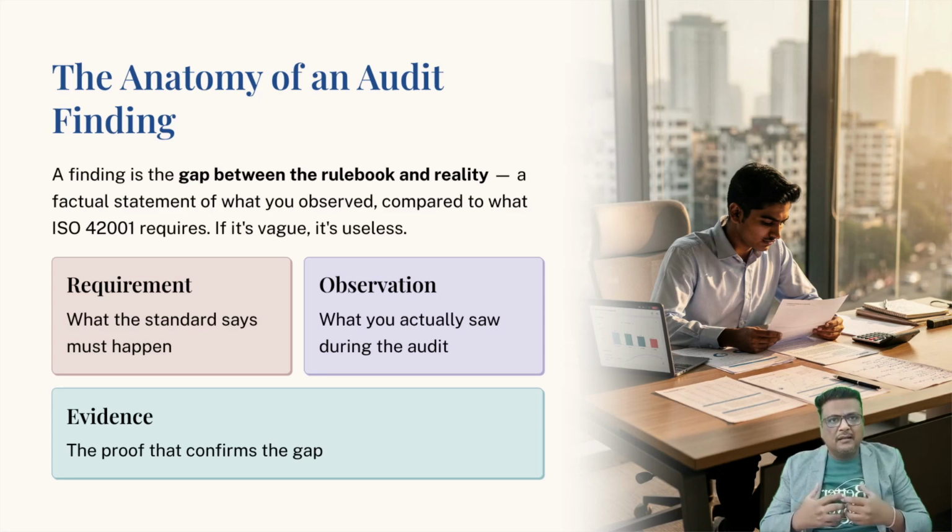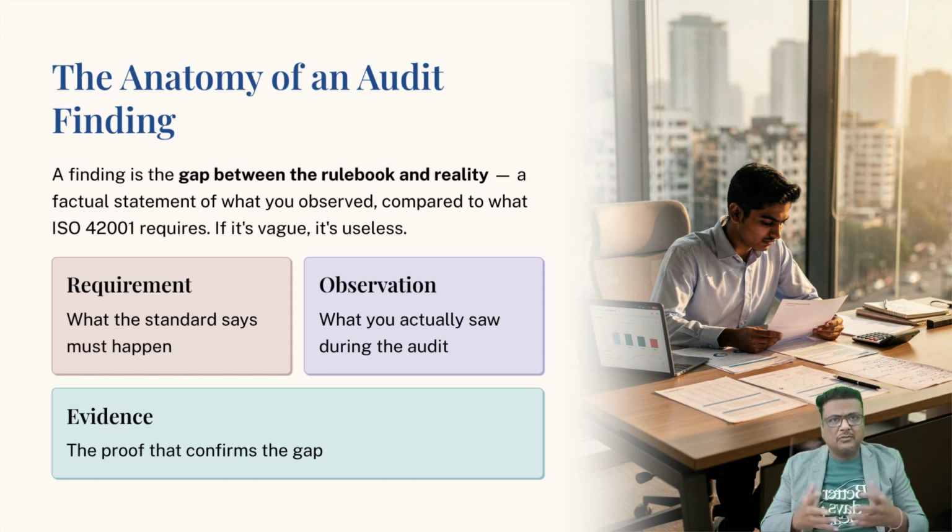A junior auditor at a financial firm in Mumbai submits a report that simply says the AI access logs are messy. When the manager reads this, they are frustrated because they have no idea what messy means, how to fix it, or why it matters. This is a classic example of a poorly written audit finding.